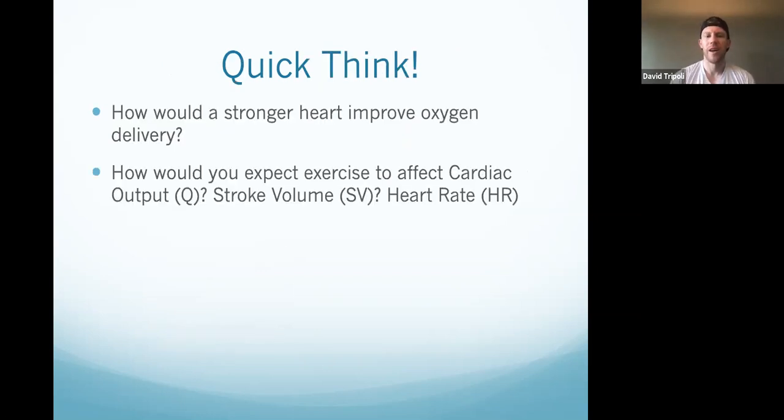Just a quick think, how would a stronger heart improve oxygen delivery? So just taking everything that we just talked about, if I improve the strength of my heart, why would that improve my oxygen delivery? Think about that. See if you can explain that to yourself or to somebody else.